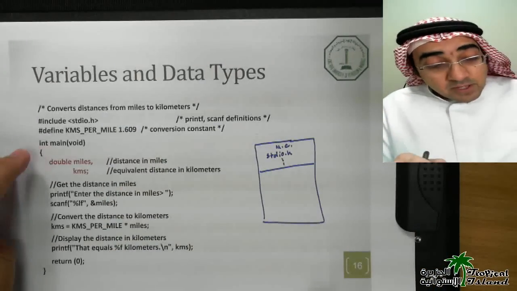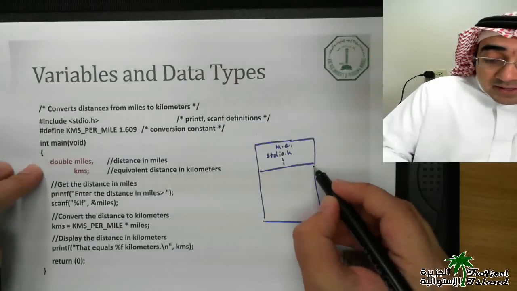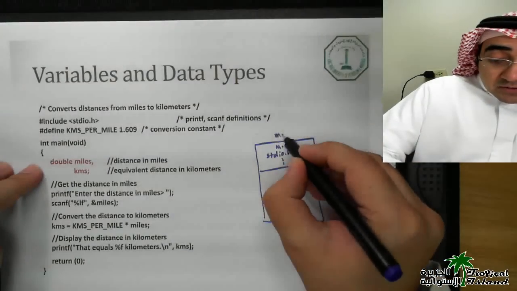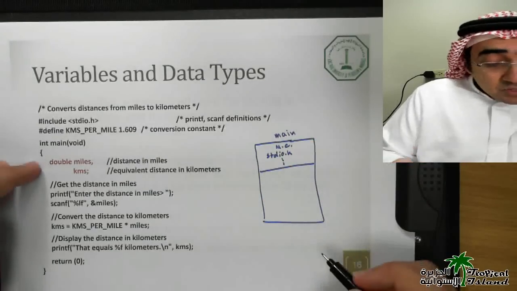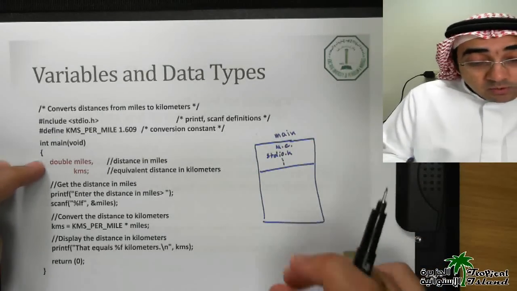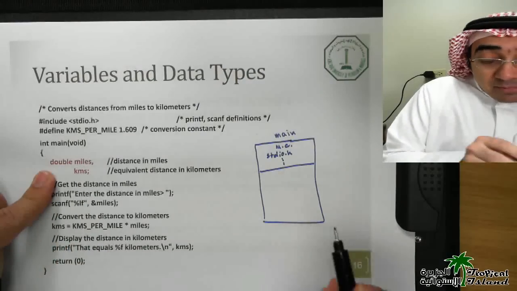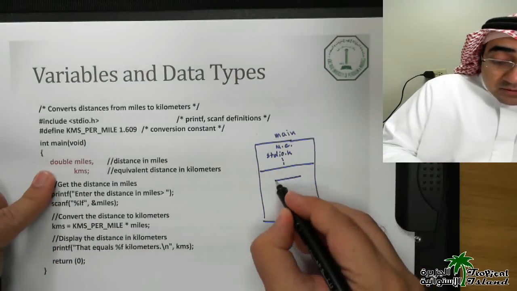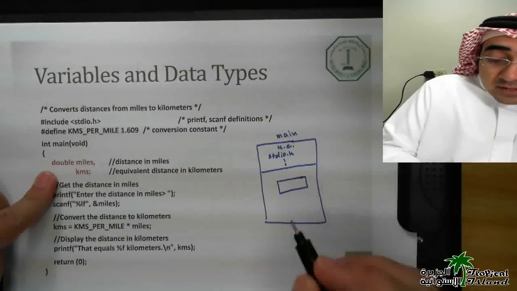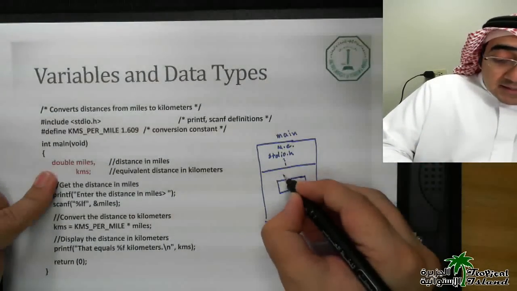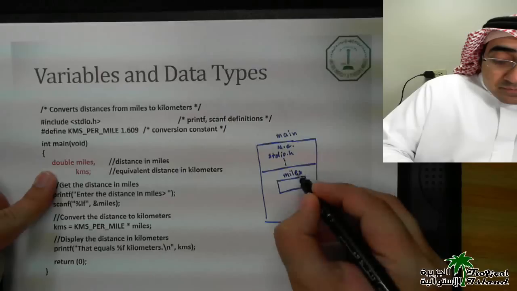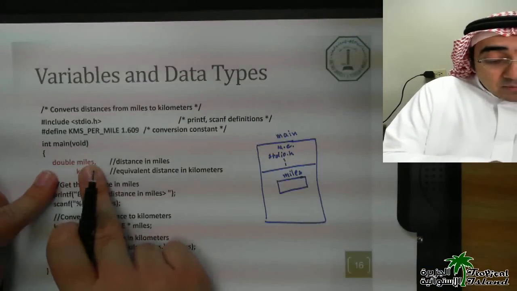Okay, then you come into the main function and it will allocate a memory for the main function. So this is actually the main function memory, and it has the machine code which has the stdio.h and all the other things. And then you declare a variable double miles. What it will do in the memory, it will go inside the memory and create a variable space for you and name it miles.